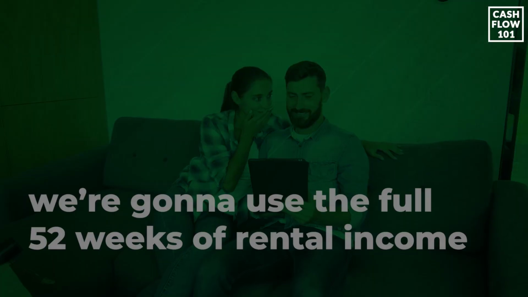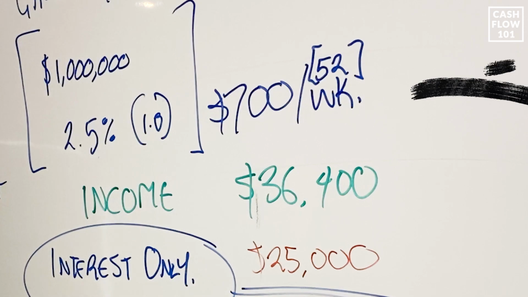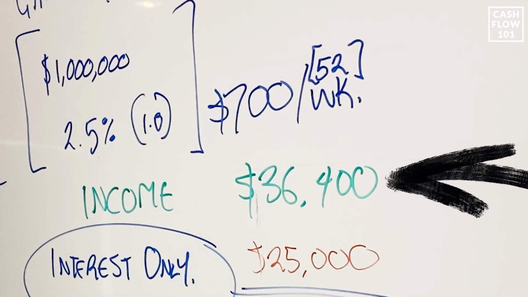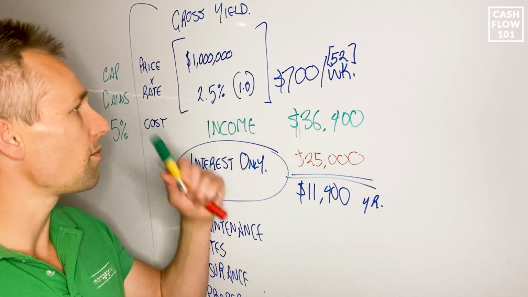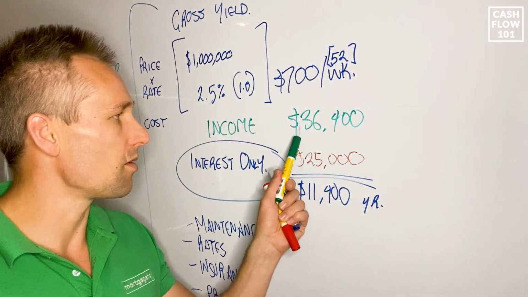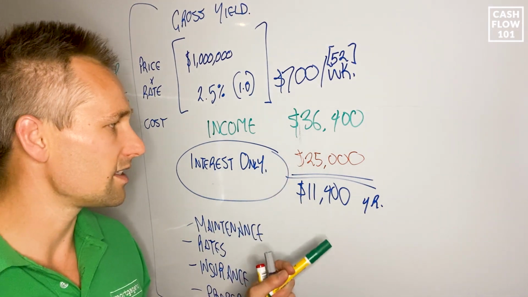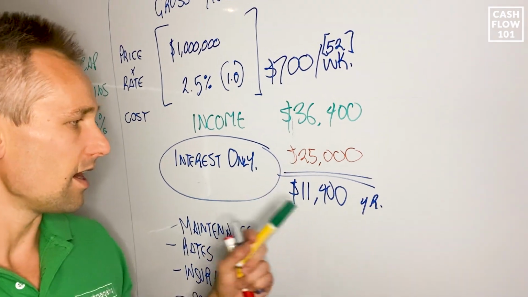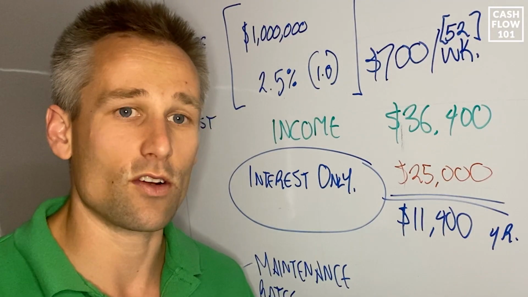The income on the property, again, really high level numbers here. We're going to use the full 52 weeks of rental income at $700 a week, and that comes out at $36,400. So best case scenario, you buy this $1 million property, $700 a week, it's going to produce you $36,400 of total income, less the expense of the interest repayment, and you're going to have $11,400 of surplus income. Now that's the gross yield.